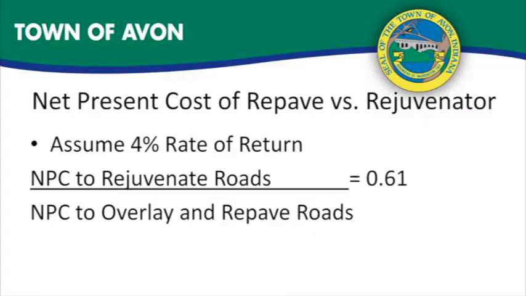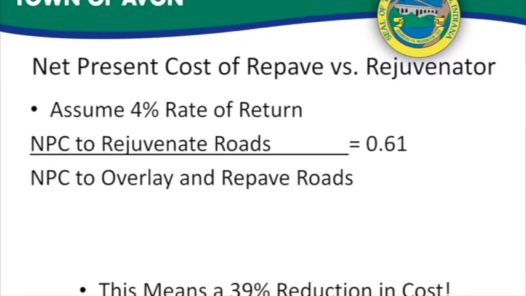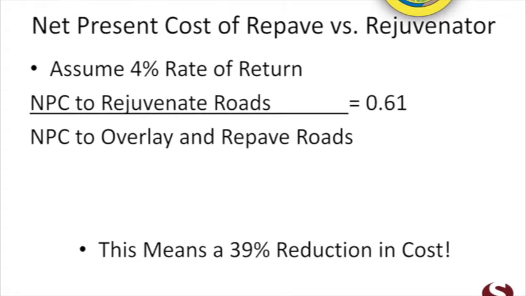Now, what does that mean? When you look at all this through an economic analysis, we like to use net present cost of repaving versus a rejuvenator treatment. I looked at running the analysis using a 4% rate of return, and the net present cost to rejuvenate roads divided by the net present cost to overlay and repave roads gave me a number of 0.61. Now, what does that mean to anybody? That means that, and this is a conservative figure, we save the town of Avon at least 39 to 40% on the value of their roadway network as far as maintenance goes.